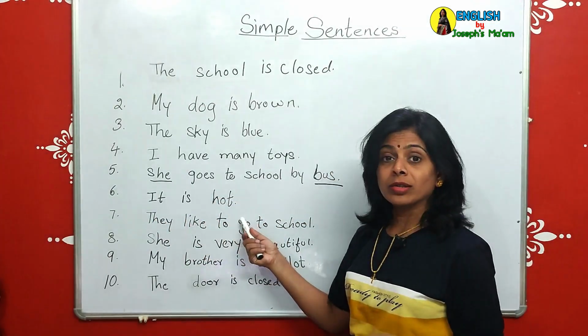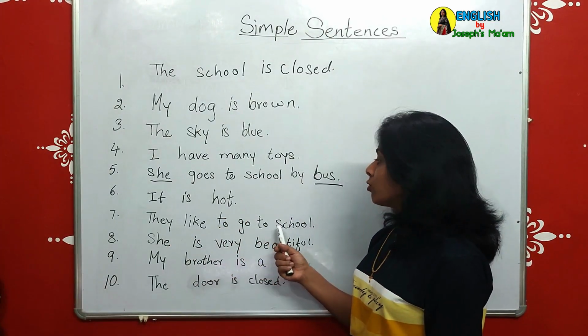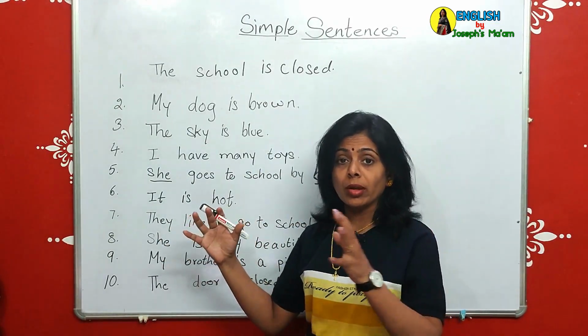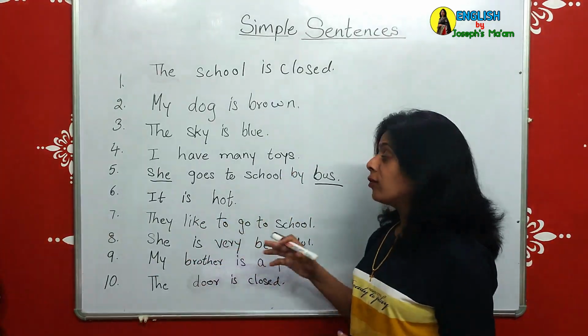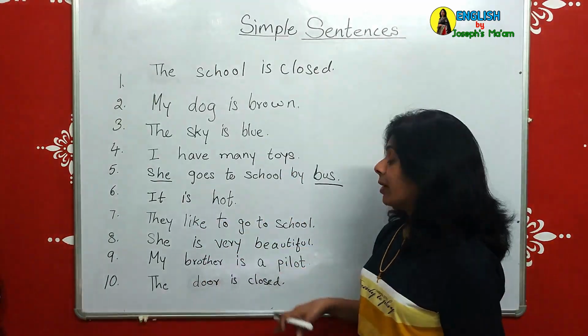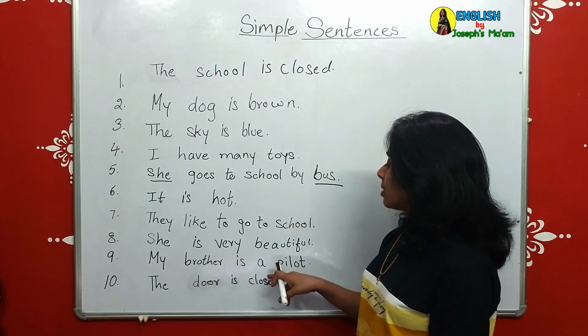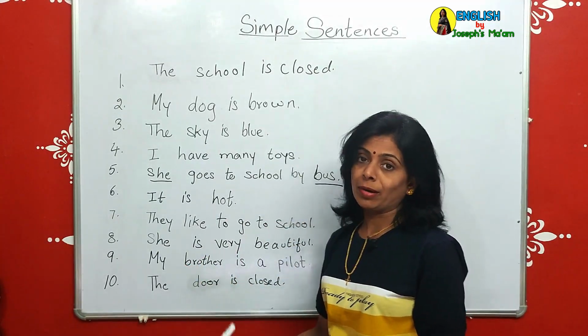It is hot. It is very hot. बहुत गर्म है. They like to go to school. Here they means some people, your friends, are being talked about. उनको स्कूल जाना पसंद है. They like to go to school. She is very beautiful. वो बहुत खूबसूरत है. My brother is a pilot. मेरा भाई पायलट है. My, I am talking about my brother.